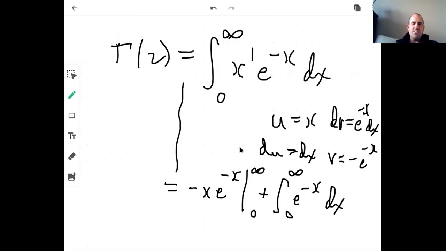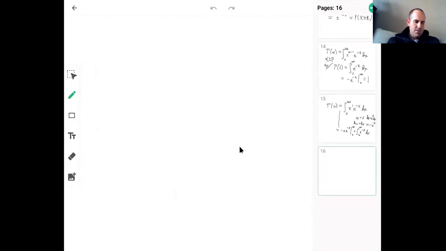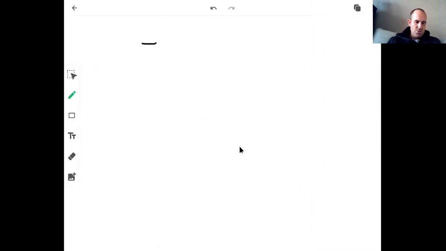Now, the thing that's interesting is that I have negative x e to the minus x evaluated between 0 and infinity. e to the minus x is going to destroy that. Even though x is going to infinity, e to the negative x is going to 0 way faster than x is going to infinity. So that's going to go to 0. And of course, plugging in 0 gives me 0 as well. And so I simply end up with this being equal to the integral, so this was gamma of 2.